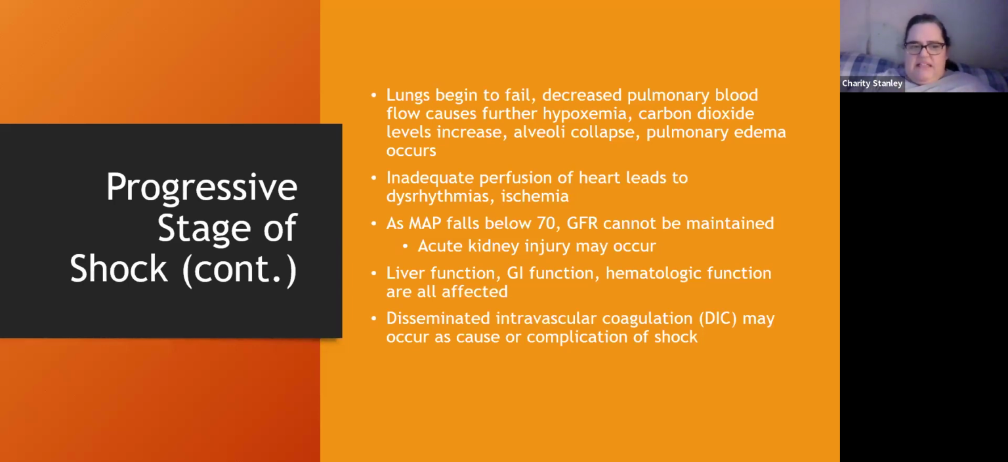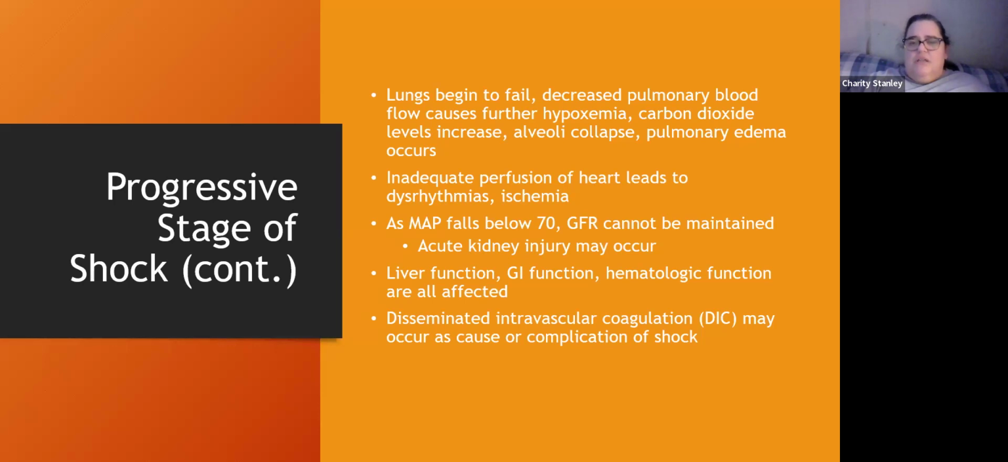So, decompensating shock, this is the progressive stage of shock. You'll hear it referred to both ways. Not only is the blood pressure starting to fail, it's starting to get to the point where we can't fix it. The lungs start to fail. The decreased blood flow causes further hypoxemia. Your carbon dioxide levels increase, causing more confusion, causing mental status changes, causing further problems with tissue oxygenation.